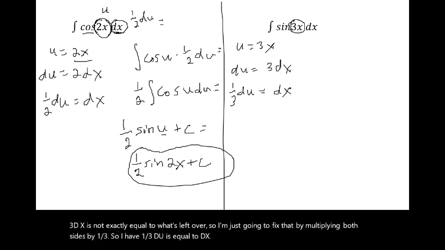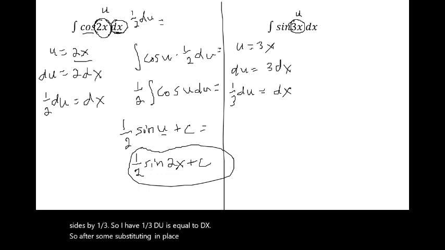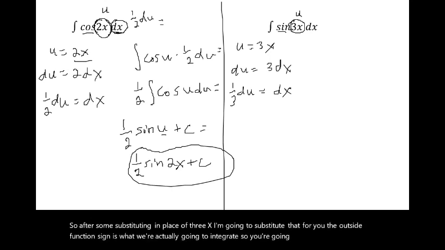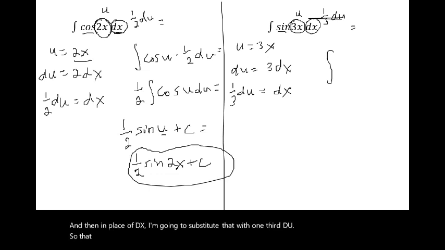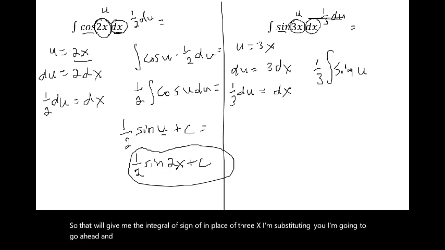So after some substituting, in place of 3x, I'm going to substitute u. The outside function sine is what we're actually going to integrate, so you're going to leave that alone. And then in place of dx, I'm going to substitute 1/3 du. So that will give me the integral of sine of, in place of 3x, I'm substituting u. I'm going to go ahead and pull out the 1/3 right now, du.